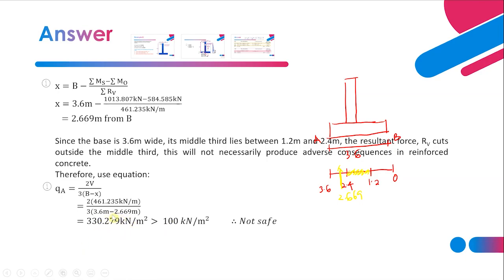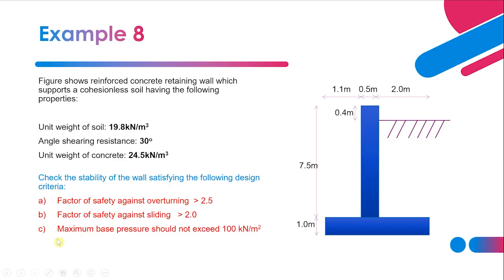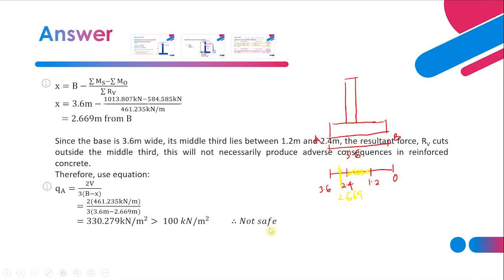And since the question asks you to compare, you have to compare with the allowable bearing pressure in the question. Here I get 330.279. You see here they give the maximum base pressure should not exceed 100 kN per meter square. We already get more than 300. Therefore it is not safe. If you get something like 90, it is safe. QB equals to 0. So for Q it is like this.